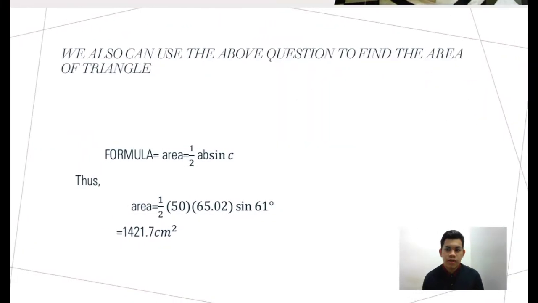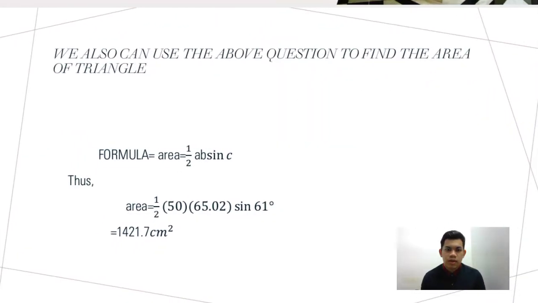Both questions also ask to find the area of the triangle. The formula is area equals 1/2 AB sin C. Thus, area equals 1/2 multiplied by 50 multiplied by 65.01 sin 61. The answer is 1421.7 cm square.